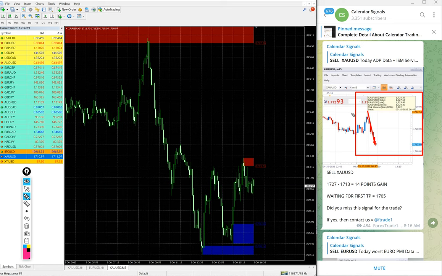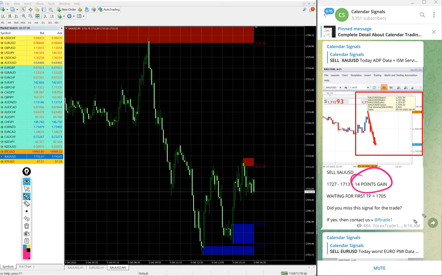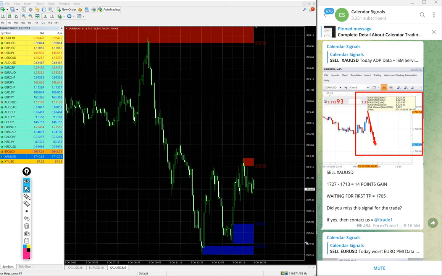We gave sell gold today, and the gold entry was taken at 1727 and the low traded 1703, so 24 points gain on the gold sell signal. We updated 14 points at 8:16 a.m. GMT. After that, it made a further low. So the low traded 1703, as you can see on this chart here. So 24 points gain on the gold sell signal.